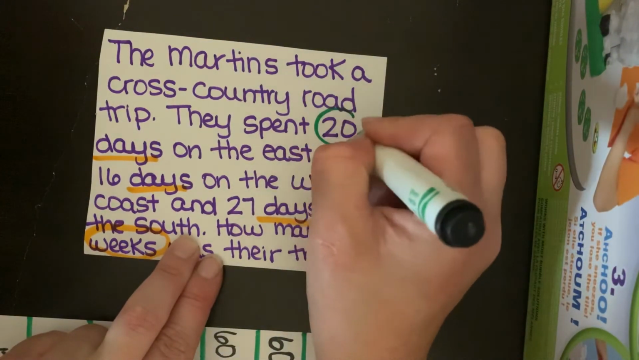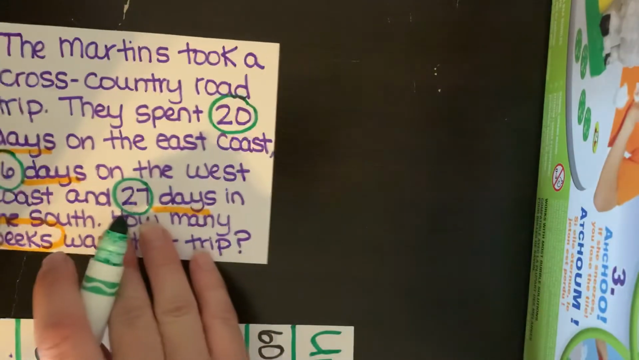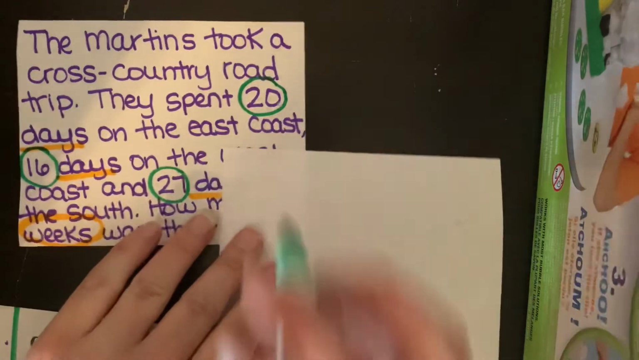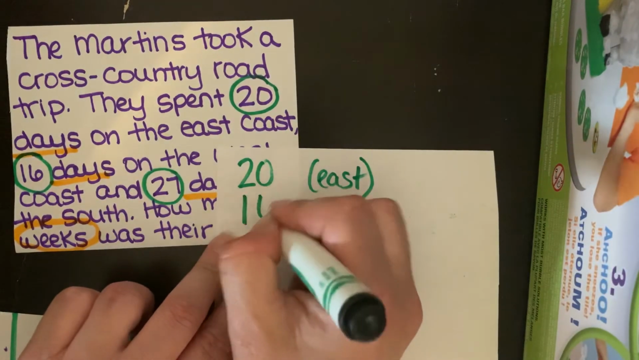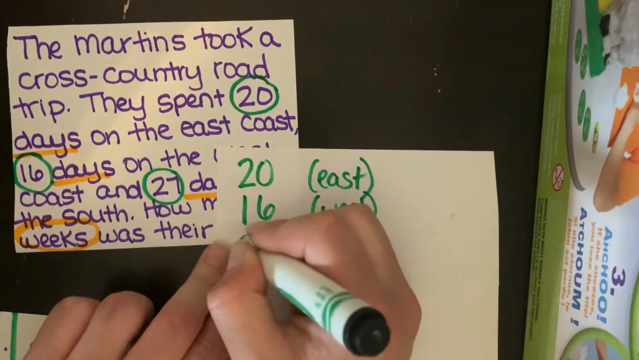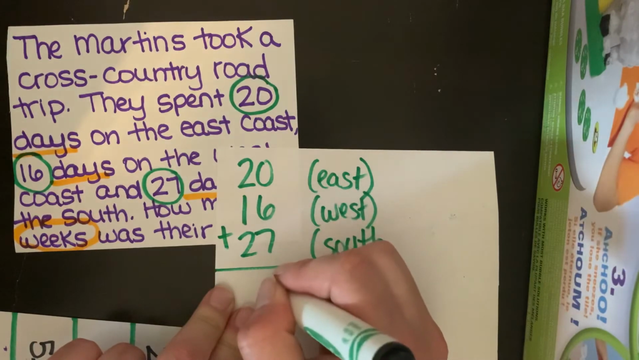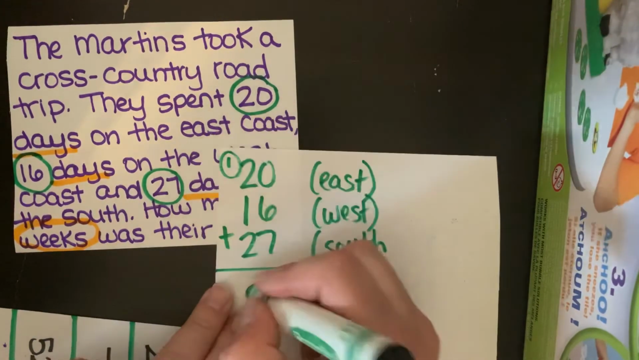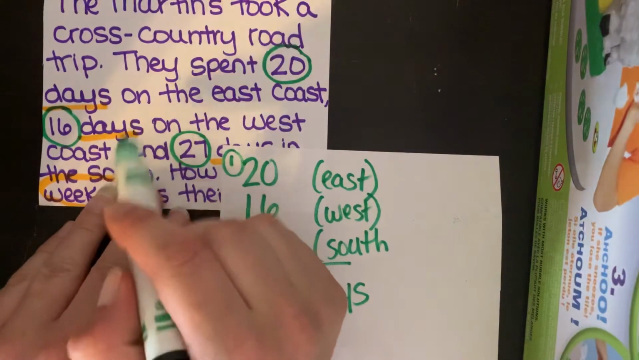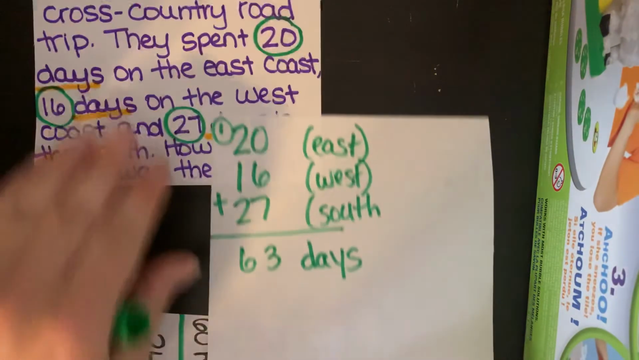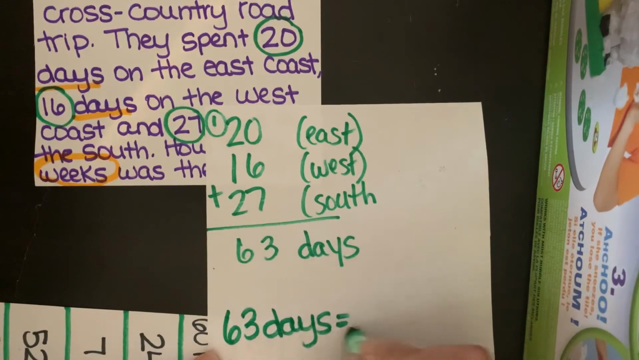So it was 20 on the east, 16 on the west, and 27 on the south. So my first step is going to be to add up 20 from the East Coast plus 16 from the West Coast, and then 27 from the South. So all together, they spent 63, remember these were days, 63 days on their trip. So my job is to find out 63 days is how many weeks.